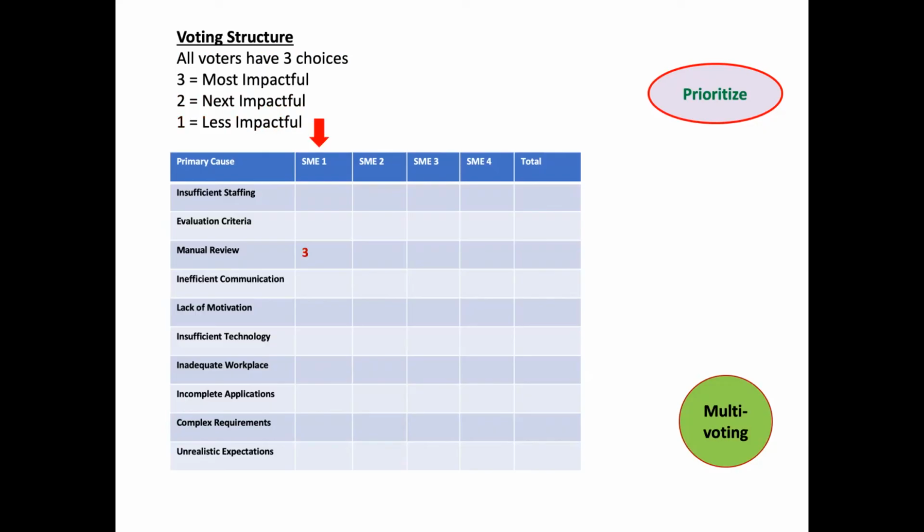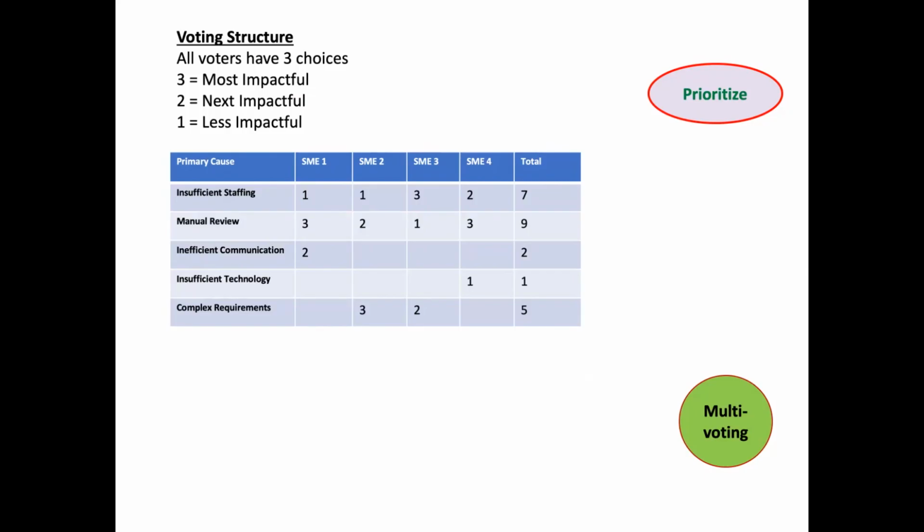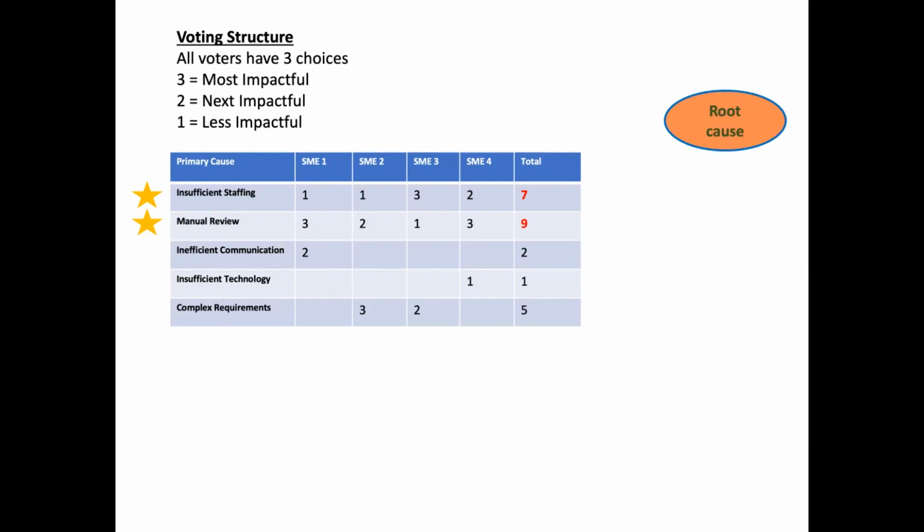Our first subject matter expert believes that the manual review is the most impactful. The inefficient communication is thought to be the next impactful, and insufficient staffing is less impactful. Now we'll continue the process for the remaining subject matter experts, and then we'll sum the scores for each of the causes. In this scenario, there are several primary causes that had a total score of 0. So we'll remove those from the table so that we can focus on the more impactful causes. So based on the total scores, we can see that the 2 most impactful primary causes are insufficient staffing and the manual review process. Now we can perform our actual root cause analysis on each.